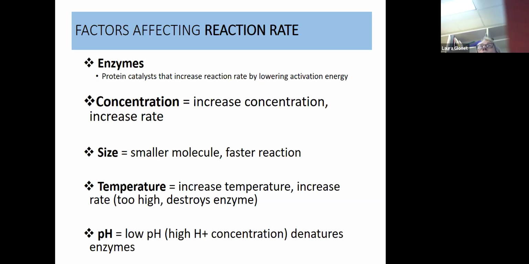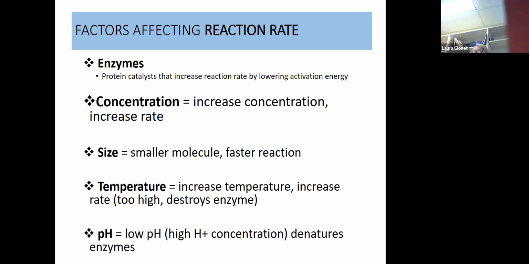Size. The smaller, the easier it is to move them around. They have higher molecular movement, and so reactions occur faster. Temperature, to a point. When you increase the temperature, it increases your rate of the reaction. It increases molecular movement. Now, one of the problems will be these enzymes, because they're proteins. And when we look at the protein family, you're going to learn that the hydrogen bonds that maintain their secondary, tertiary, and quaternary structures are very susceptible to increased temperature, to high temperature and low pH.